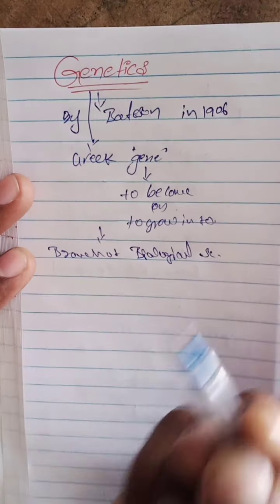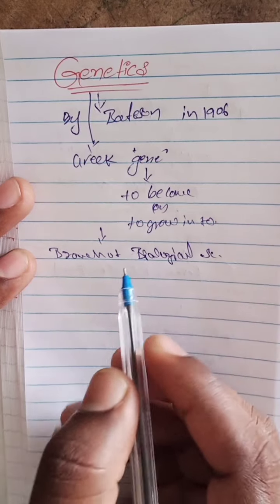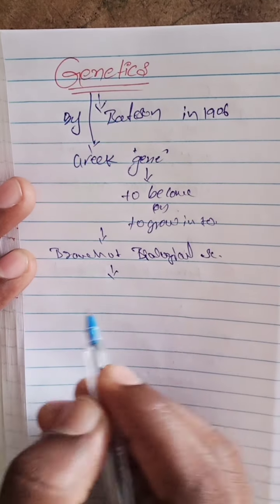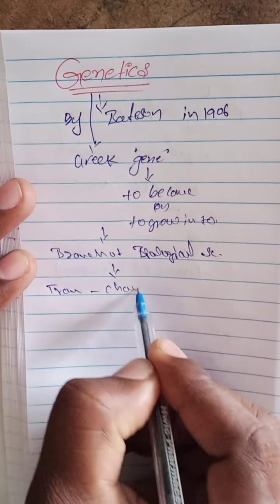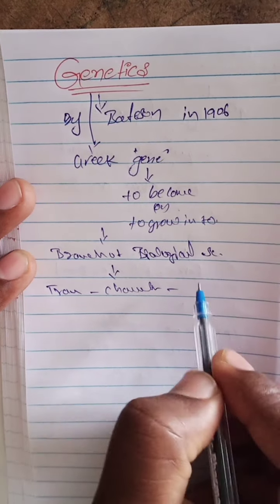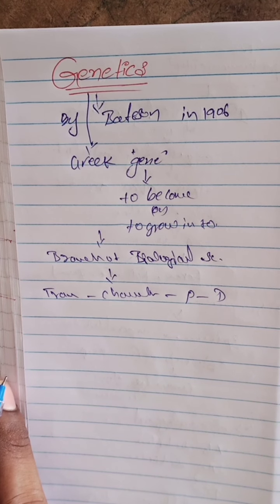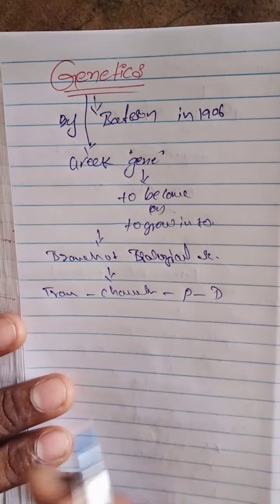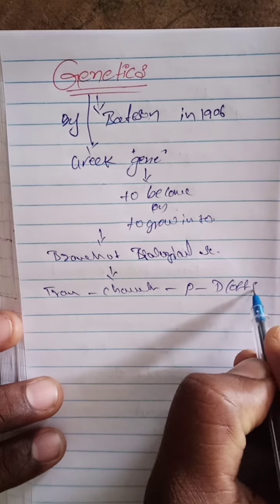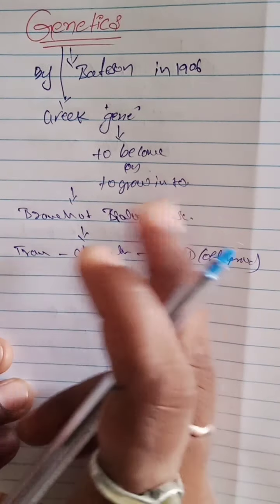It is a branch of biological science that deals with the transmission of characteristics. So what is the importance of genetics? It is involved in the transfer of characters from parents to daughters, parent cells to daughter cells, parent bodies to daughter bodies. Simply, the transmission of characters from parents to offspring is known as genetics.